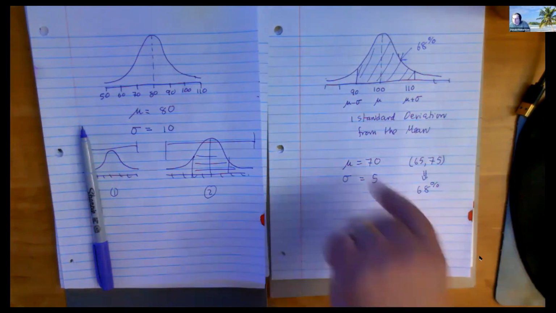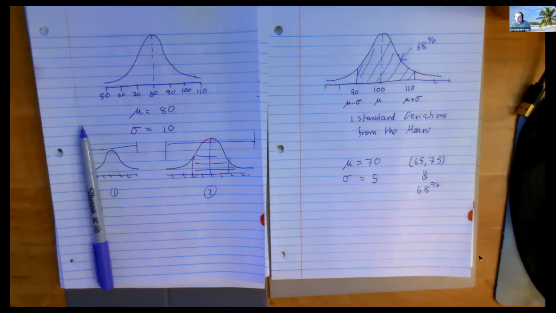Now, I'll talk a little bit later about what about 2 standard deviations away from the mean? And is there a rule for that? Yes, there is. And how about, finally, 3 standard deviations away from the mean? Is there a rule for that? Yes, there is, but let's focus on this one.